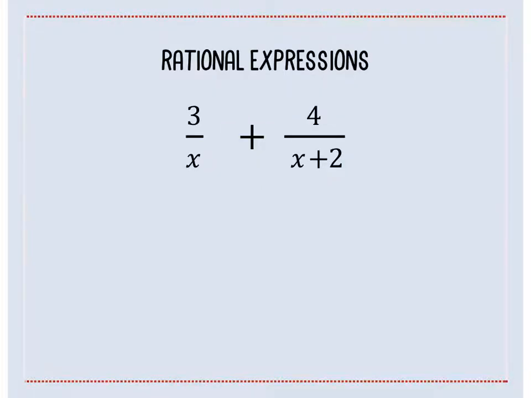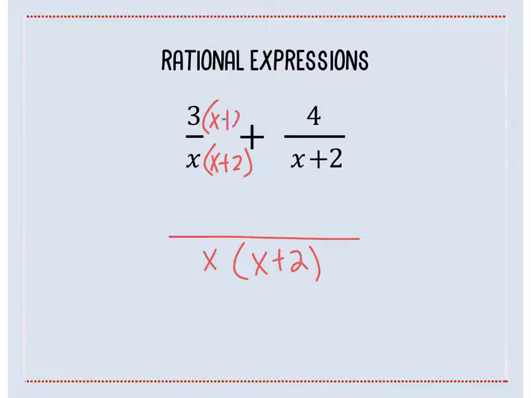So with the rational expressions, we're still looking for a least common denominator. So on my denominator right now, I have an x and I have an x plus 2. So my least common denominator is an x and an x plus 2. So the first fraction, it already has an x, so it's missing the x plus 2. My second fraction already has the x plus 2, but it's missing the x.